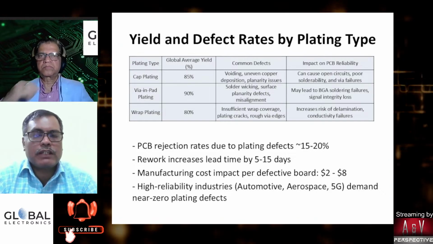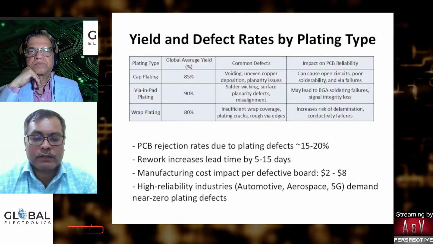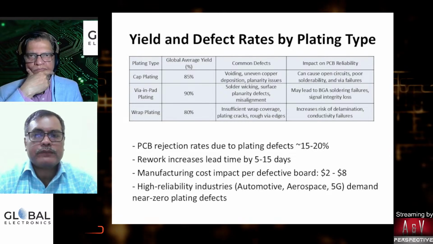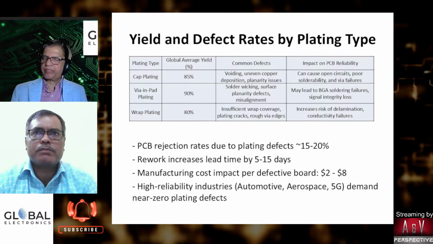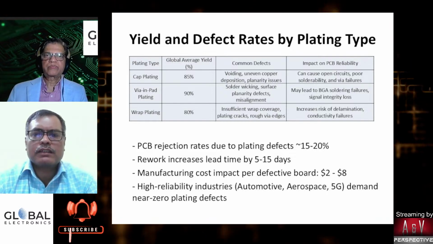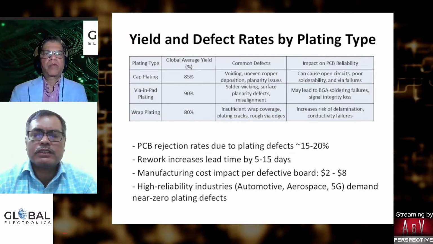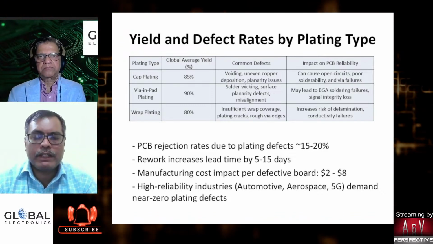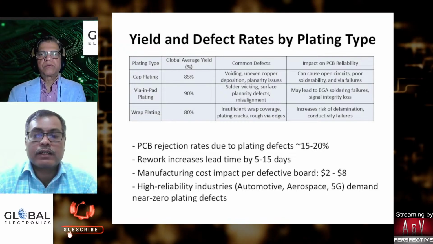BGA is a very complex device to manufacture. Once the BGA is assembled, it is very difficult to identify the issue. If even one via in pad has a problem, the whole BGA is in trouble. And with wrap plating, the problem we face is insufficient wrap coverage. Wrap plating, as I told, is done to give extra protection for the PTH. That will lead to risk of delamination and conductivity failures.